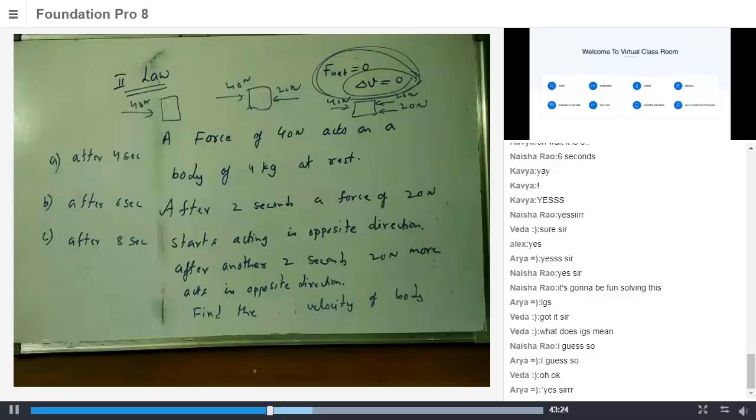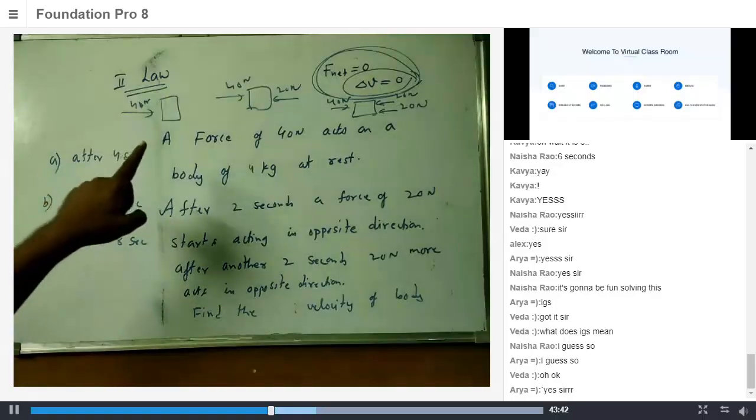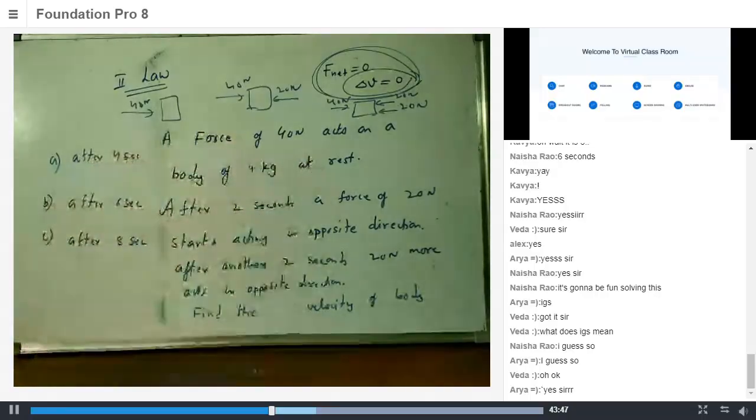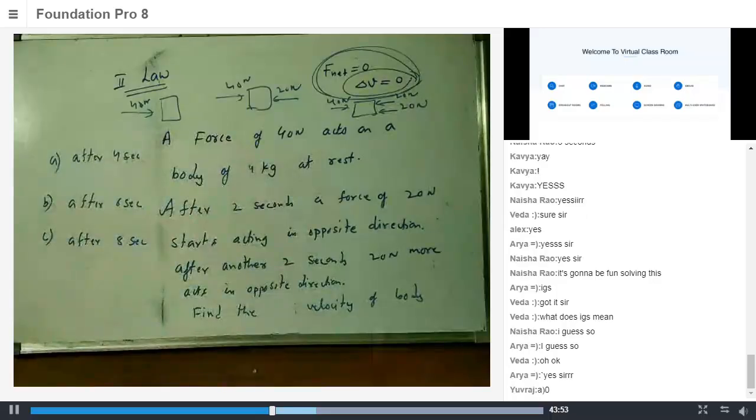Naisha, you had some question? Yes, it says after 2 seconds, the force of 20 N starts acting in the opposite direction. After another 2 seconds, 20 Newtons more starts acting in the opposite direction. Is it the opposite of the initial direction or the opposite of the direction after 2 seconds? Opposite of the initial. This is the initial condition at t equals 0. This is t equals 2 seconds. That is t equals 4. Oh, okay. I didn't see the picture. Every 2 seconds, is 20 newtons added each time? No, it is only for two intervals of 2 seconds. After that, there is no more 20 Newton added.